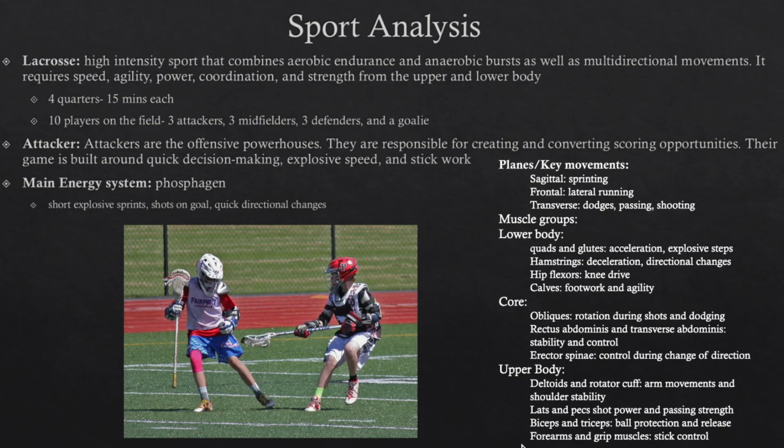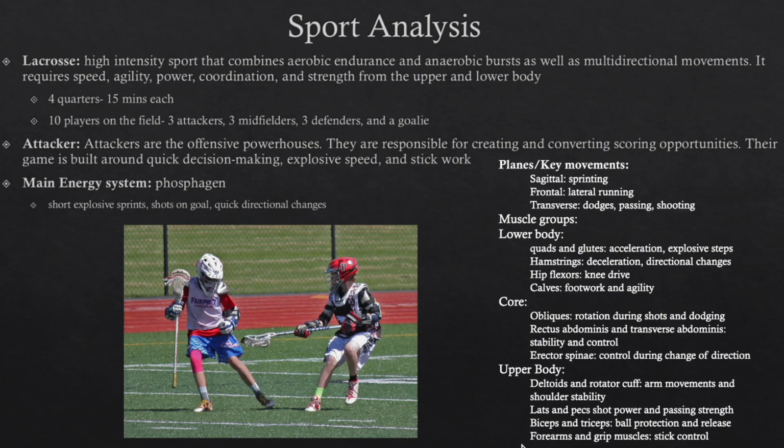The lower body, the quads and glutes, are used for acceleration and explosive steps. The hamstrings are used for deceleration and directional changes. Hip flexors are used for knee drive, and the calves are used for footwork and agility. For the core, obliques are used during rotation on shots and dodging. The rectus abdominis and transverse abdominis are used for stability and control. Erector spinae are used for control during changes of direction.